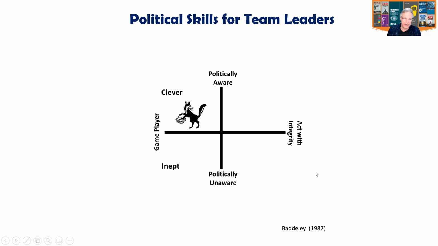Now, the second one here are people who are politically unaware, but they are nevertheless game players. Now, we call them inept donkeys because ultimately they're not very good at playing the game because they're not very politically savvy. And so I'm sure you know people like that. They're easy to read. You can see them coming from a mile off. Now, again, we wouldn't want you to be in that quadrant either. So let's look at the other 2 quadrants.